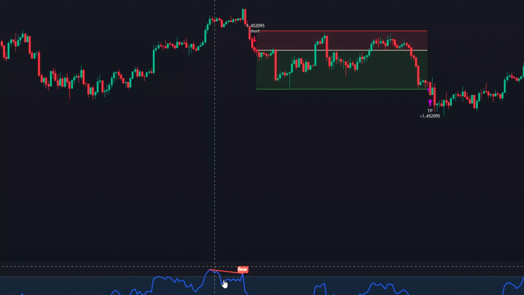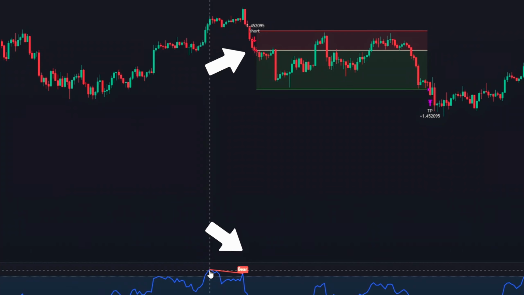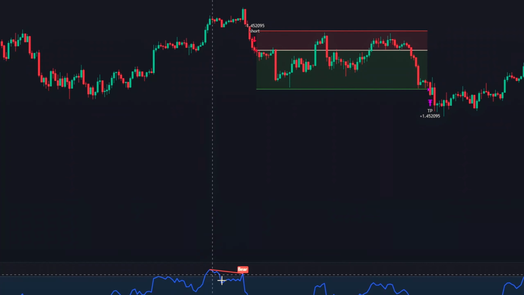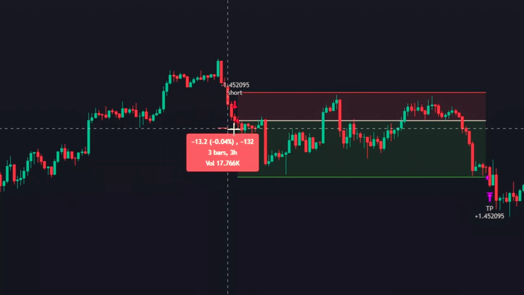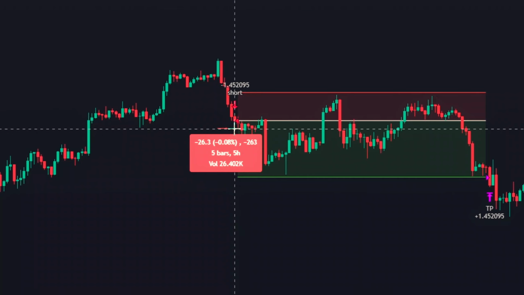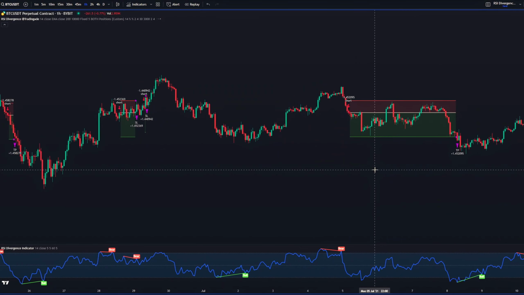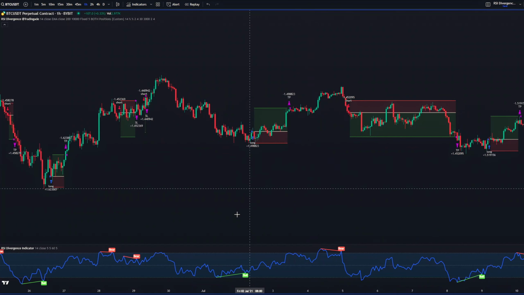Here we have a divergence: price goes up, while the RSI goes down. And in fact, here we have a bearish divergence. As you can see, from the divergence signal to the entry position, we have 5 bars. So this is one of the easiest logics that you can find in trading strategies. Price goes down but RSI goes up, long position. Price goes up but RSI goes down, short position.